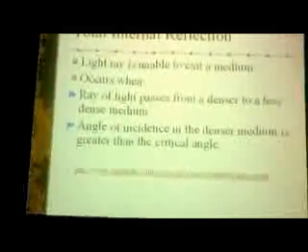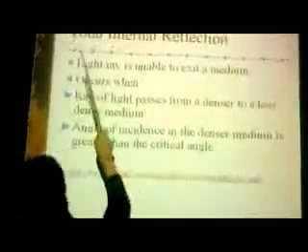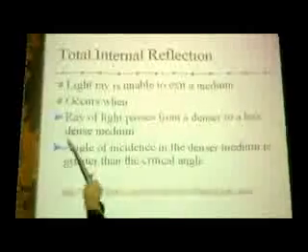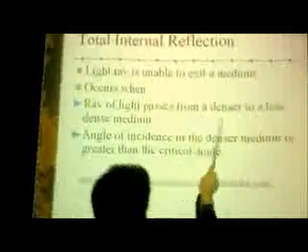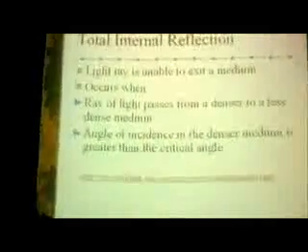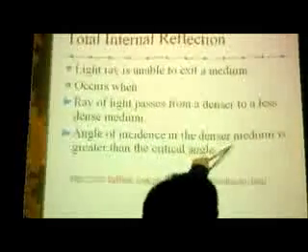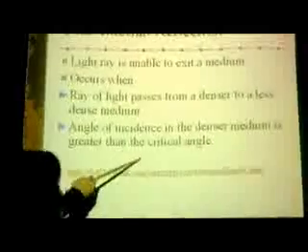Total internal reflection. So we're talking about total internal reflection. Light ray is unable to exit a medium. It occurs when a ray of light passes from a denser to a less dense medium, and the angle of incidence in the denser medium is greater than the critical angle. Next, please.